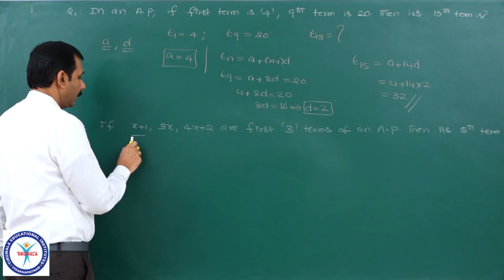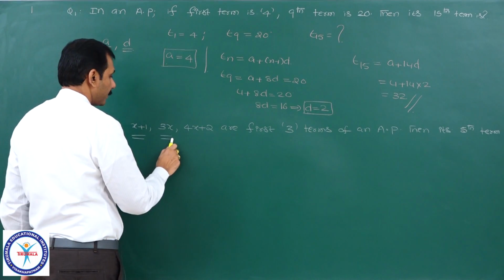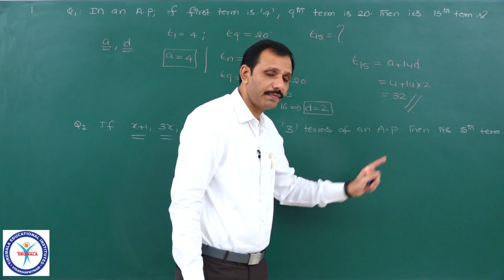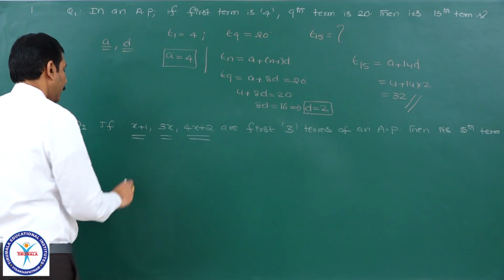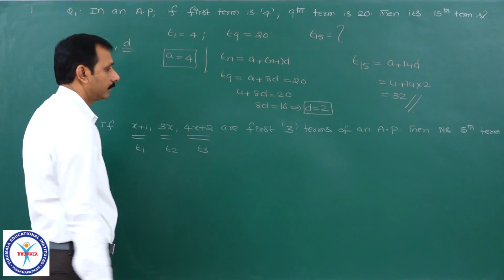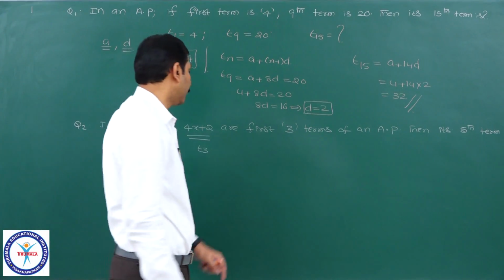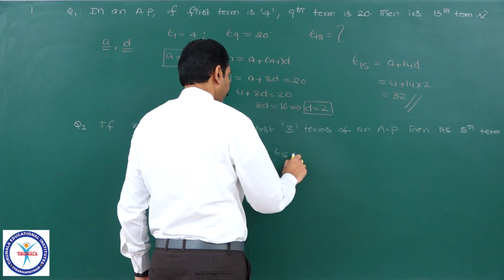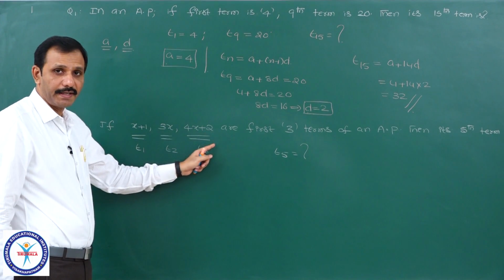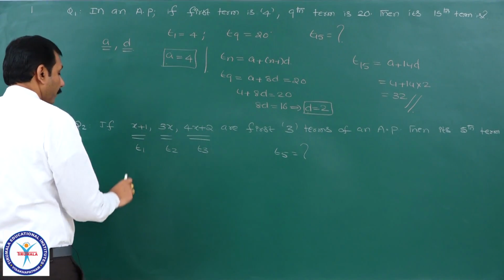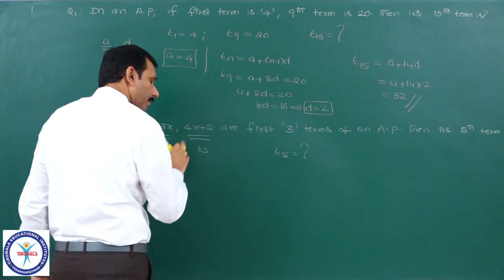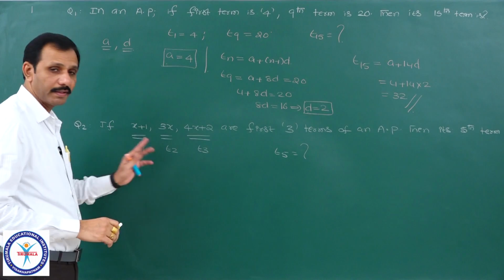If x plus 1, 3x, 4x plus 2 are the first three terms of an AP, that is T1, T2 and T3, then we need the fifth term, that is T5. See here. Because these three terms are in AP, of course I can take them as A, A plus D, A plus 2D, and you can do it that way or otherwise.